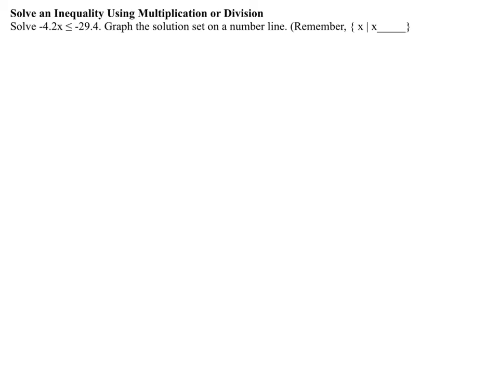Alright, moving on. We know that if we multiply on one side, we must multiply on the other. If we divide on one side, we must divide on the other. Now, something that's special is that if we multiply or divide by a negative number, we must switch the sign of the inequality. So let's go ahead and look at our example.